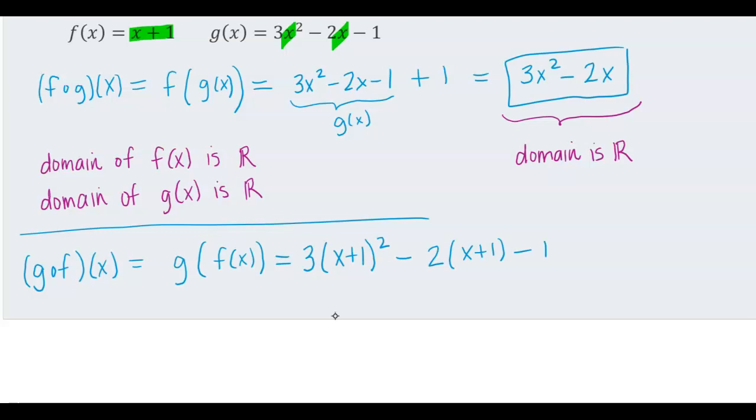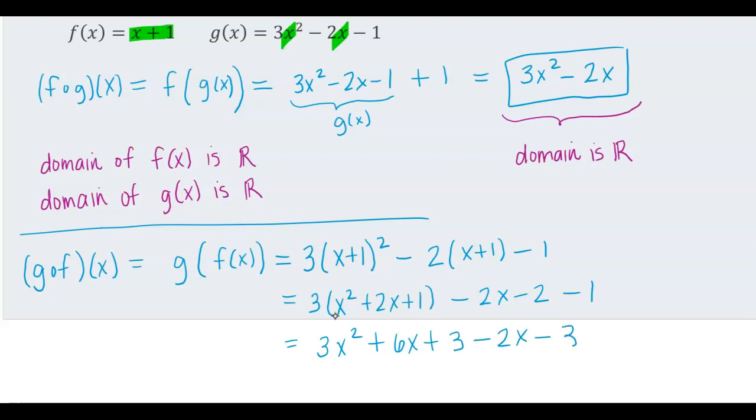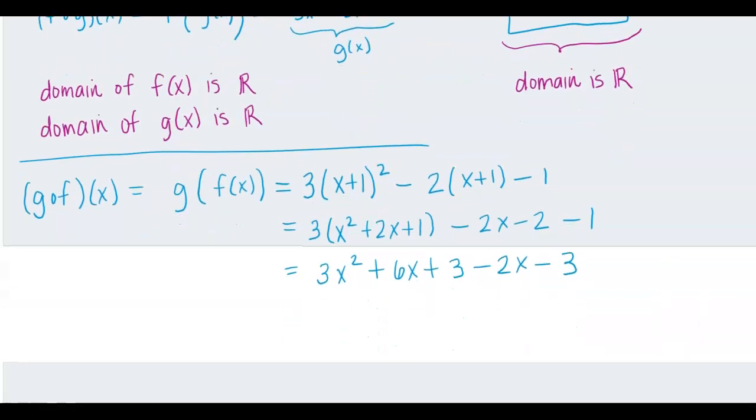Let's multiply this out. We'll have 3x squared plus 2x plus 1 minus 2x minus 2. And minus 2 and minus 1 is 3. I think we can simplify this a little bit more. We can do 3x squared. Let's see, the 6x and the negative 2 would be plus 4x. And then the 3's are going to cancel. So I think this is our function.